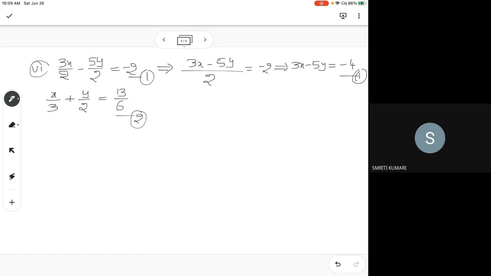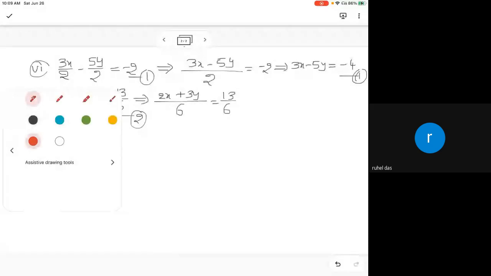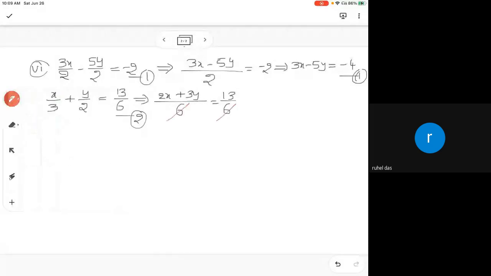Is it clear? Yes, sir. Second equation also the same way. Finding the denominator, the LCM of 3 and 2 will be 6. So we get 2x plus 3y is equal to 13 by 6. These two denominators, 6 and 6, will get cancelled. So then we get the equation 2x plus 3y is equal to 13. Consider this as the second equation.